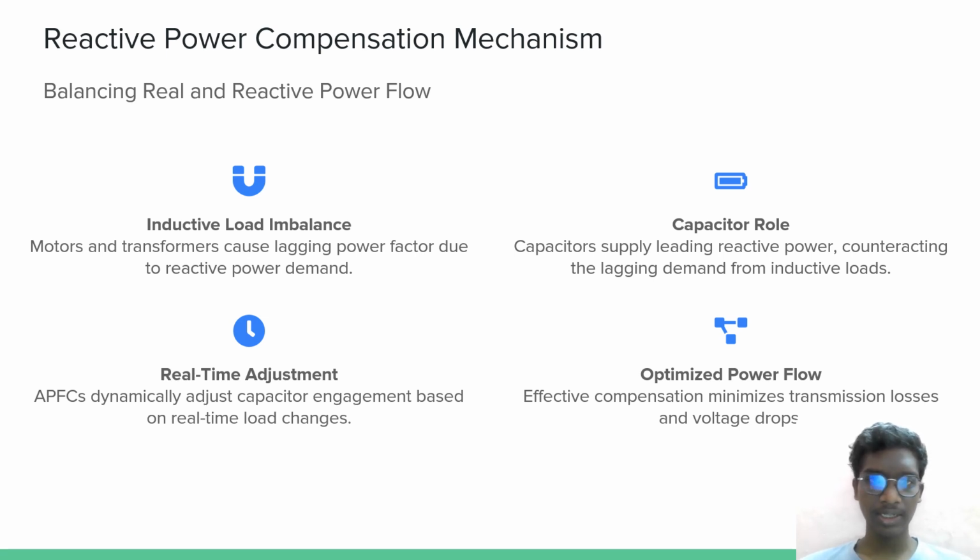Reactive power compensation mechanism, balancing real and reactive power flow. Inductive load imbalance. Motors and transformers cause a lagging power factor due to reactive power demand. Capacitors supply leading reactive power, counteracting the lagging demand from inductive load. Real-time adjustment. APFC dynamically adjusts capacitor engagement based on real-time load changes, optimizing the power flow. Effective compensation minimizes transmission losses and voltage drops.